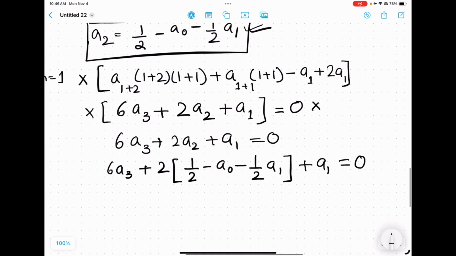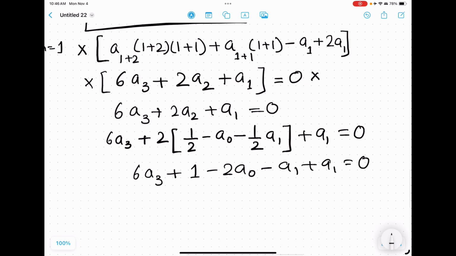Now if I simplify that, I have 6a sub 3 plus 1 minus 2a sub 0 and then minus a sub 1 and then plus a sub 1 equals 0. Now I can see that my negative a sub 1 cancels out my positive a sub 1. So I have 6a sub 3 equals 2a sub 0 minus 1.